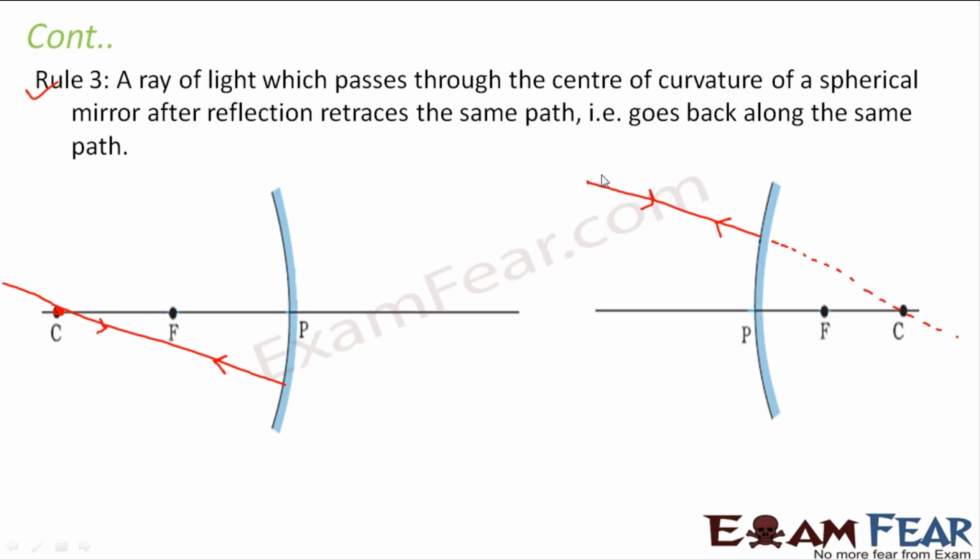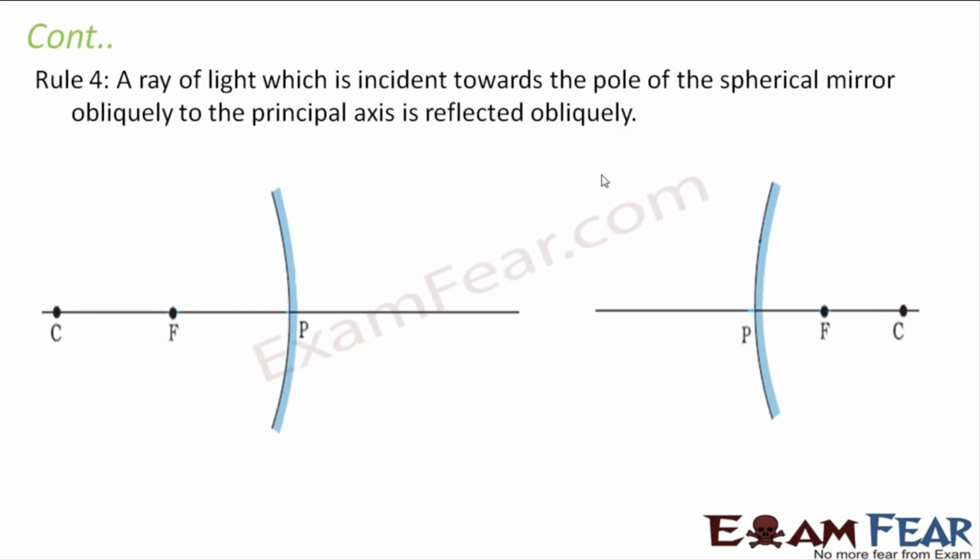then after reflection it goes back along the same path. The last rule, that is rule number 4. A ray of light which is incident towards the pole of the spherical mirror obliquely to the principal axis is reflected obliquely. What is obliquely? Obliquely means making some acute angle. Let's suppose you have an incident ray which falls towards the pole of the mirror obliquely to the principal axis, that means making some angle theta to the principal axis, then it gets reflected obliquely. That means the reflection will also happen obliquely with the principal axis.